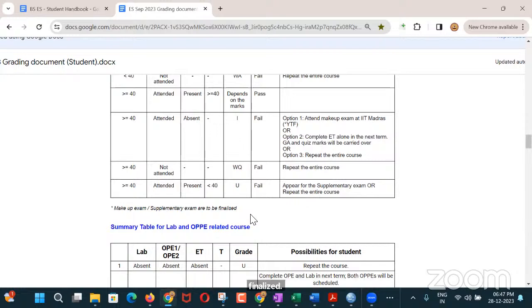So just one thing. The makeup exam can be given only by those students who have received an I grade. Will the students who have received any other grade not be allowed?